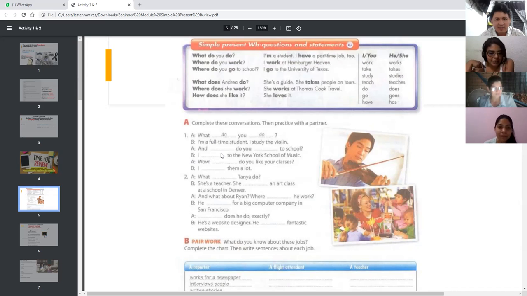Okay. What do you do? Full time student. I am. ¿Cómo se dice violín? Violin. I study the violin.